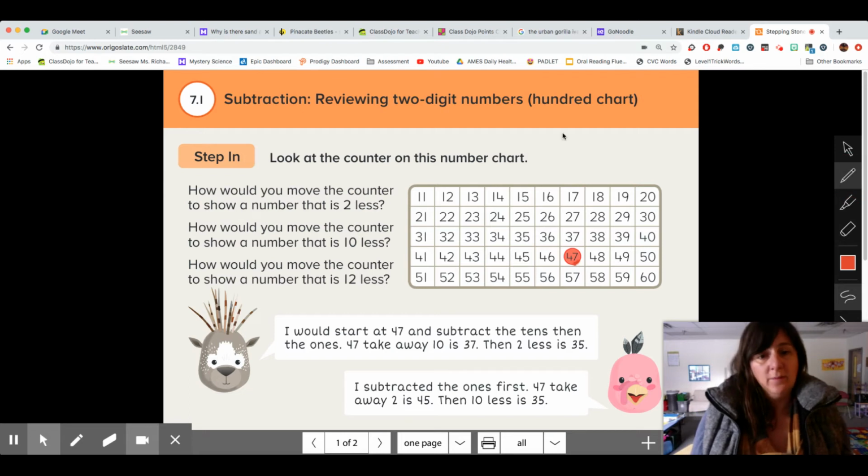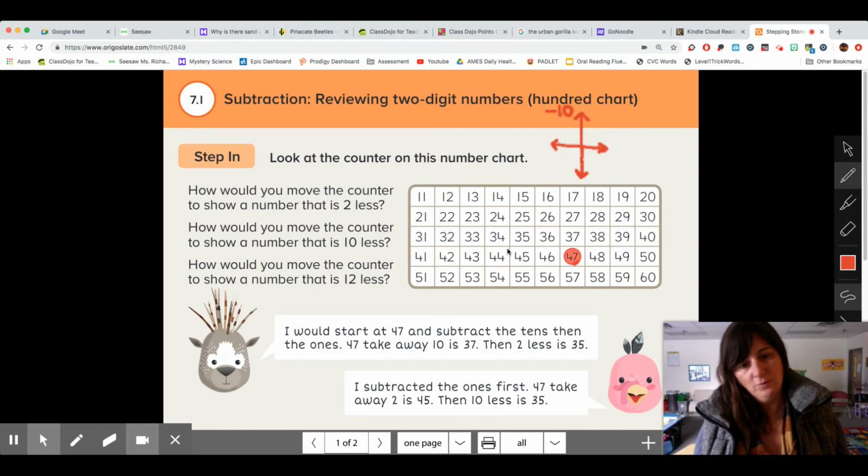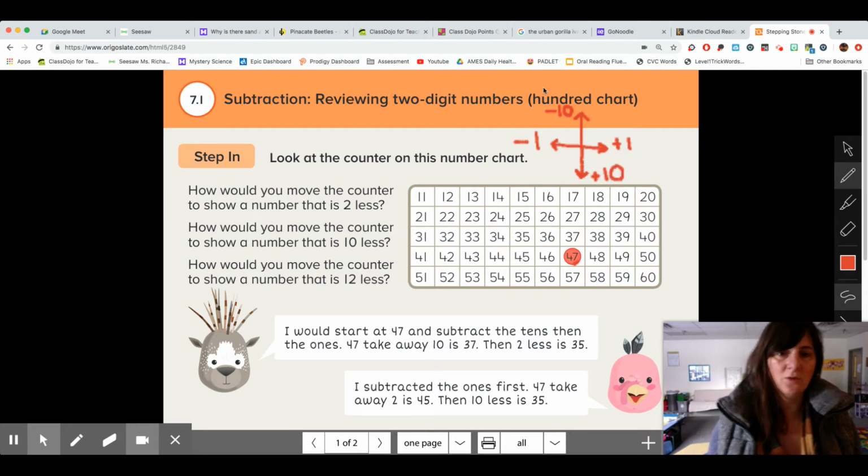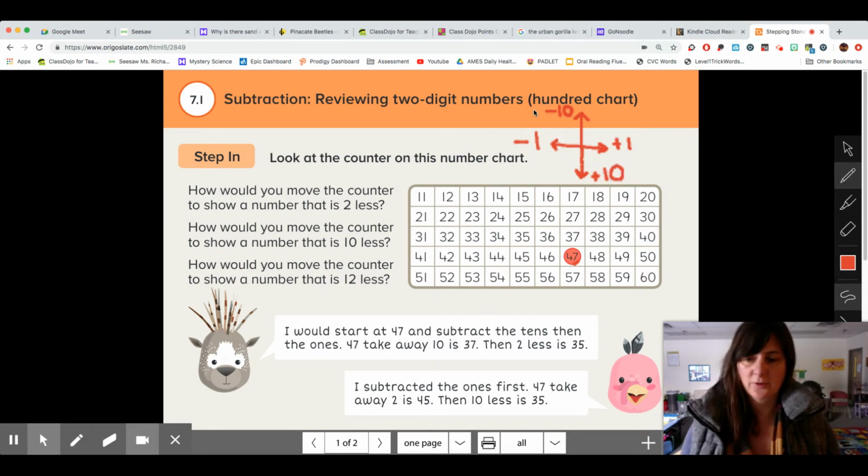Before we do that, I want to remind you guys of a little helper here. If you move up one space on a hundreds chart, you're taking away 10. That's minus 10. If you move to the left one space, it's minus 1. Since we're doing subtraction, that's what we're going to be using today. But just also as a reminder, if you go to the right one space, it's plus 1. And if you go down one space, that's plus 10. So we can use this to help us add and subtract on the hundreds chart.